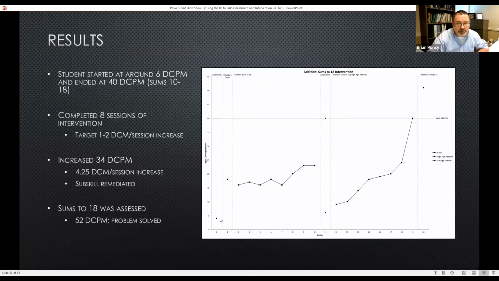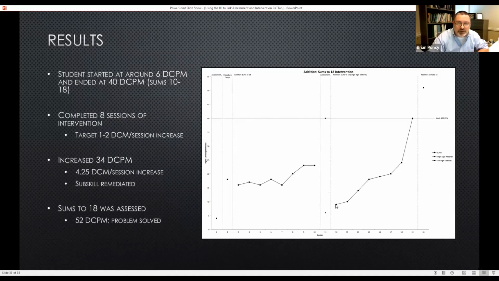So here's the results. Again, the kid started at 4. We did the simple 10-minute counting intervention. We got him on the initial intervention. The child grew 0.6 digits per session. Then we went here, and these probes are the 11 through 18 probes. That's why it's so low here.